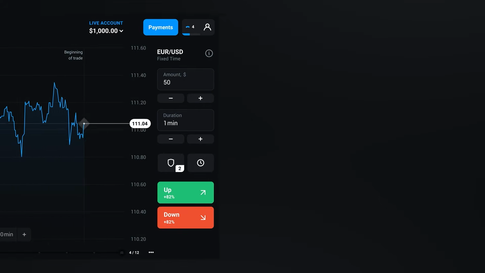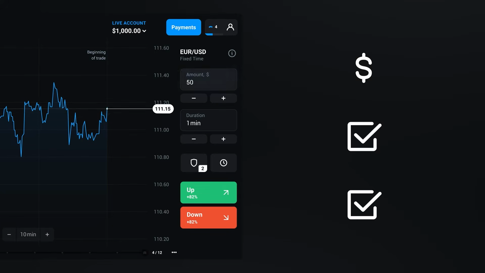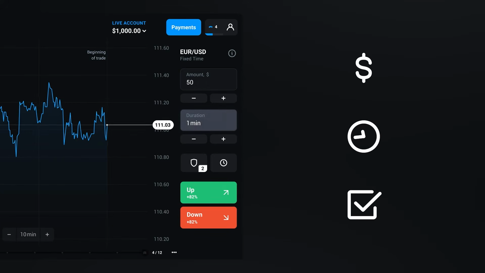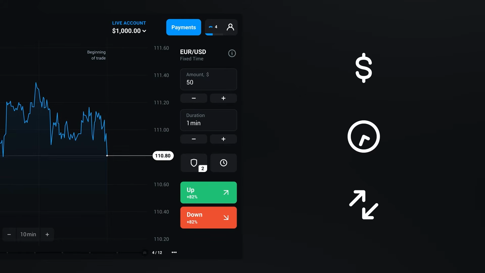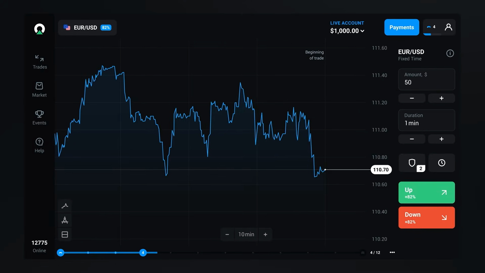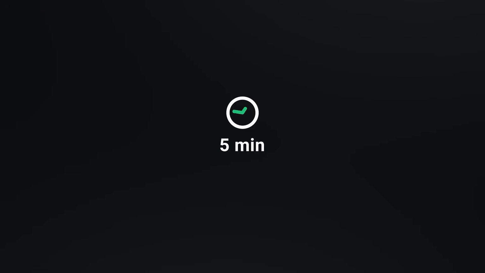In order to open a trade, you need to take 3 steps. Choose the trade amount. Set the time after which the trade will close, then select the direction, up or down. As an example, let's open an up trade with $100 for 5 minutes. 5 minutes is the recommended trade duration for all beginners.